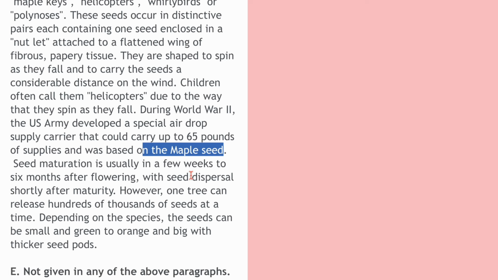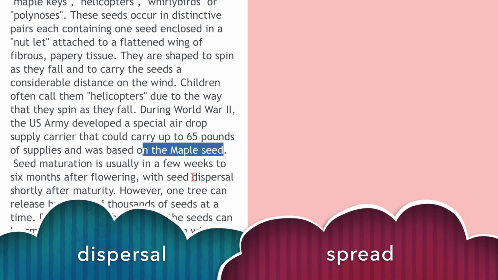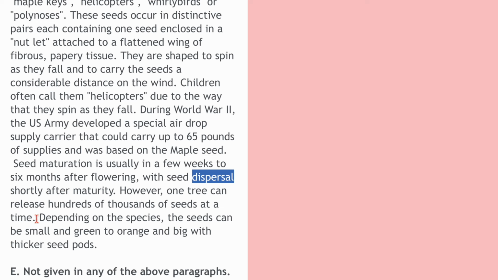Seed maturation is usually in a few weeks to 6 months after flowering, with seed dispersal shortly after maturity. So, seed dispersal, when does the seed start to spread, disperse? However, one tree can release hundreds of thousands of seeds at a time. Depending on the species, the seeds can be small and green to orange and big with thicker seed pods. Very interesting. I never thought about maple trees like I'm thinking about it right now, but I do remember playing with them. Okay.